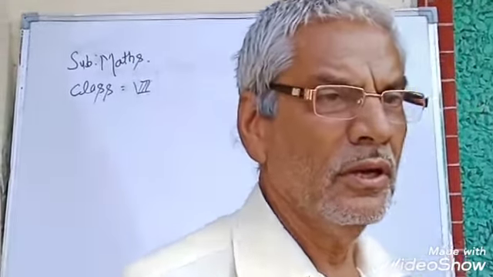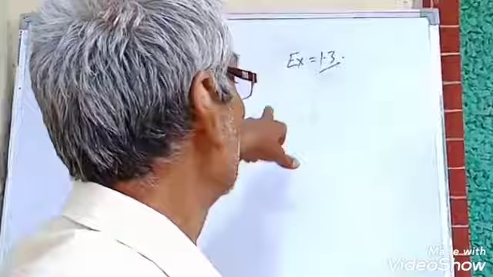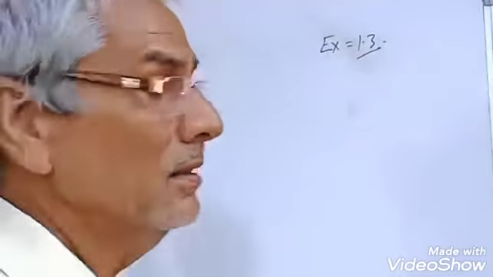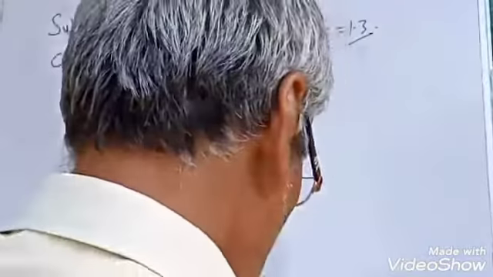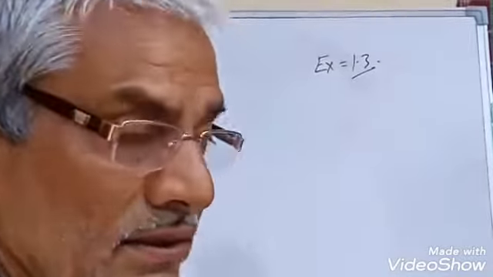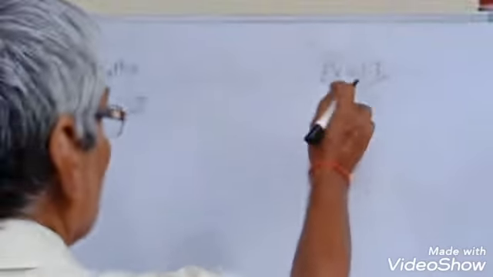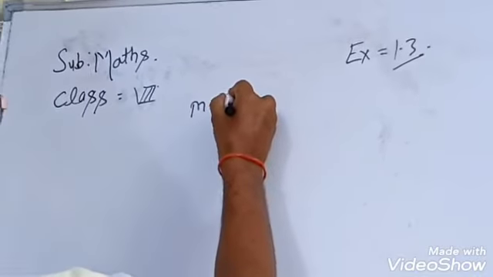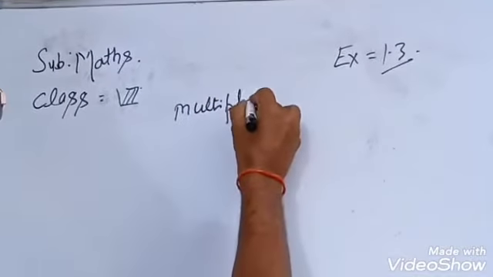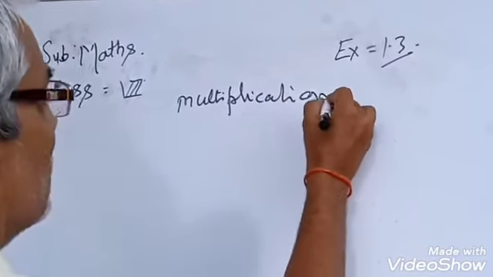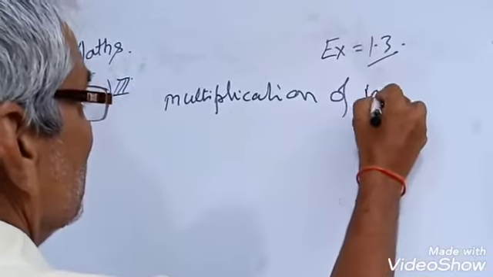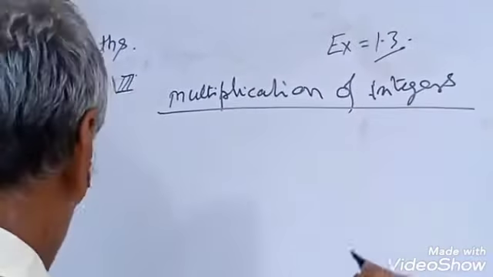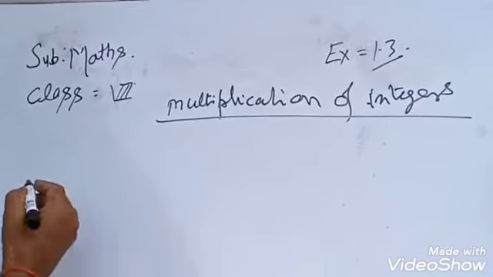Now I am going to solve your questions of exercise 1.3. This is multiplication of integers. This exercise depends on the multiplication of integers. Multiplication of integers.